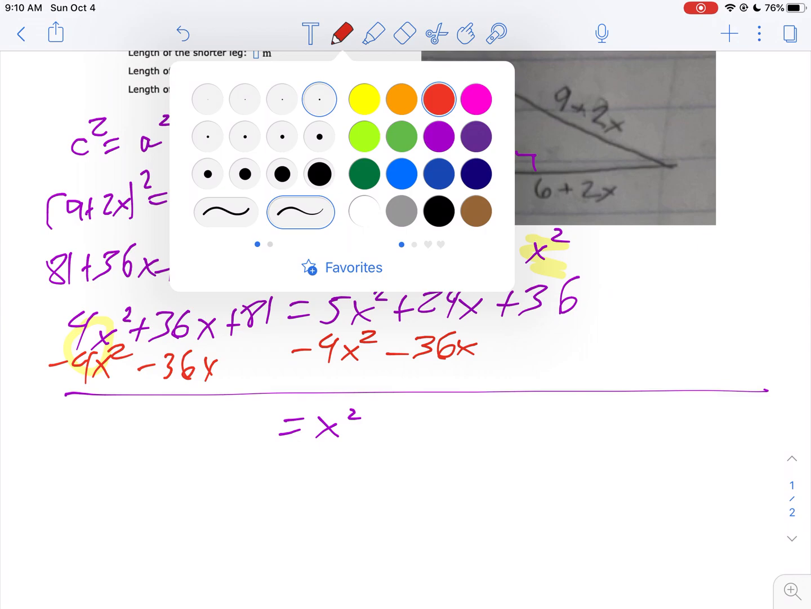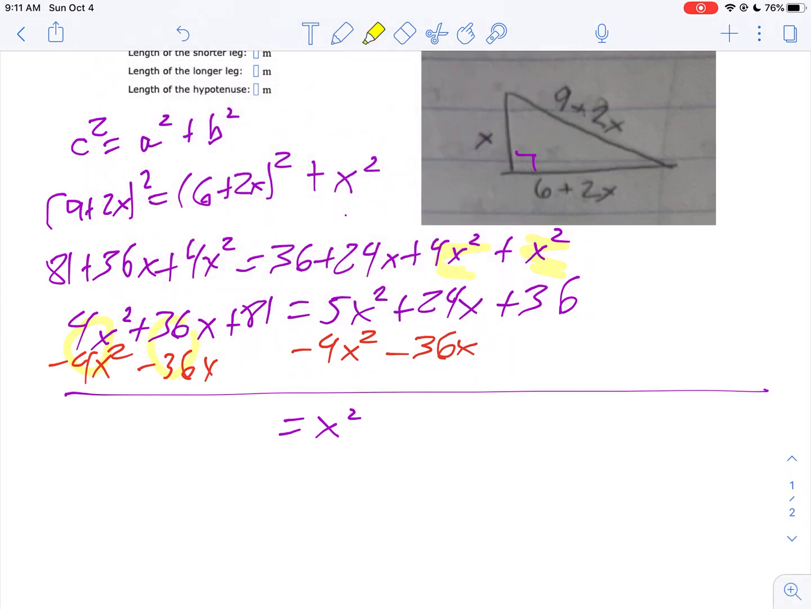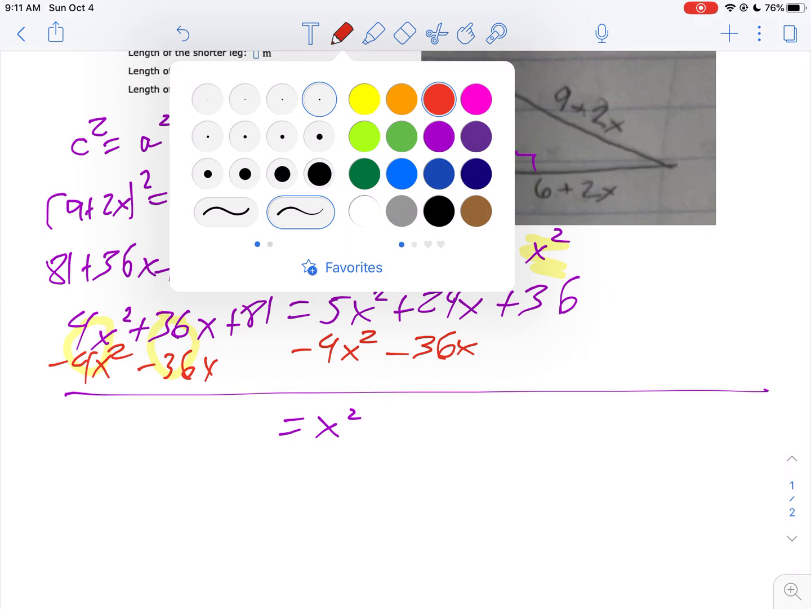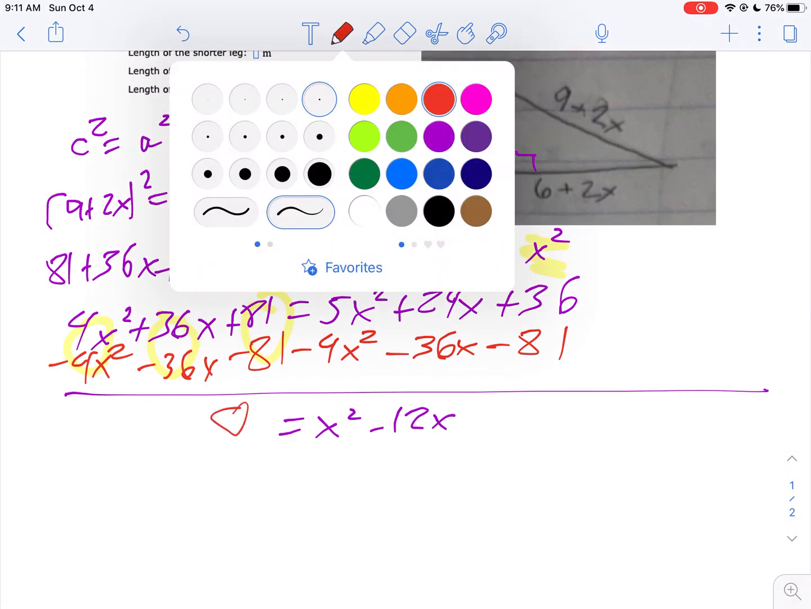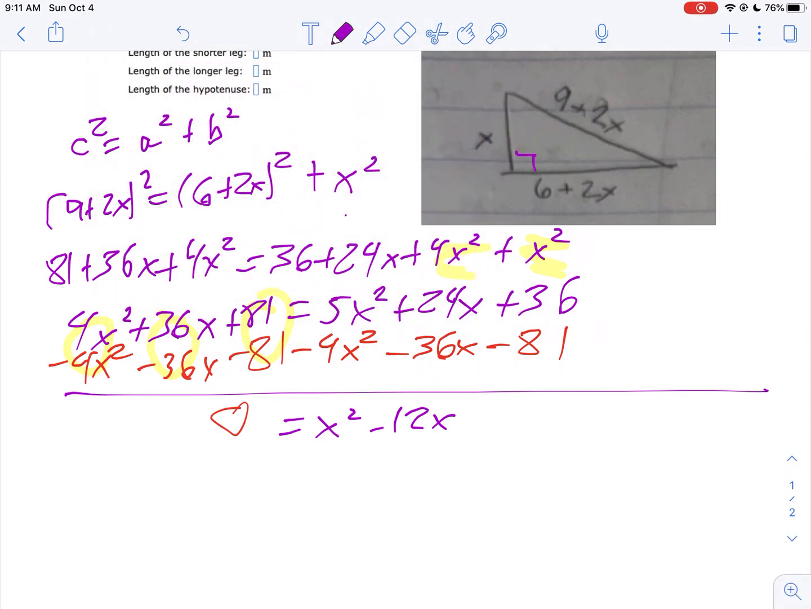So then we get 0 on the left. And on the right side, 24 minus 36 would be negative 12x. And then finally, we'll subtract 81 from both sides. Let me see, it's 0 here, so I'm going to write 0. 11 minus 6 is 5. And 7 minus 3 is 4.